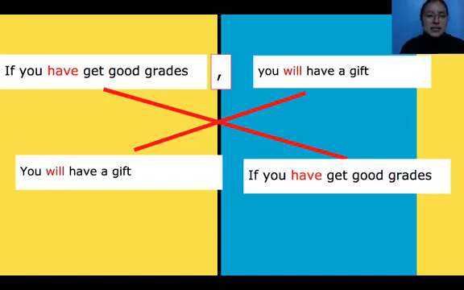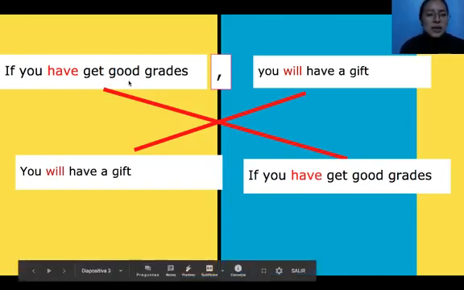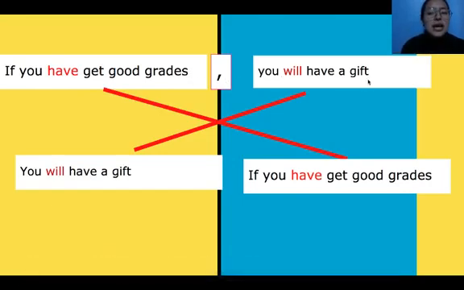Let's explain that, okay? If you get good grades, comma, you will have a gift. If you have good grades, for example, 10, 9, you will have a gift, regalo. Si tú obtienes buenas notas, coma, es la acción que tú tienes que hacer. What is the result? ¿Cuál es el resultado? You will have a gift. Tú tendrás un regalo, ¿ok?